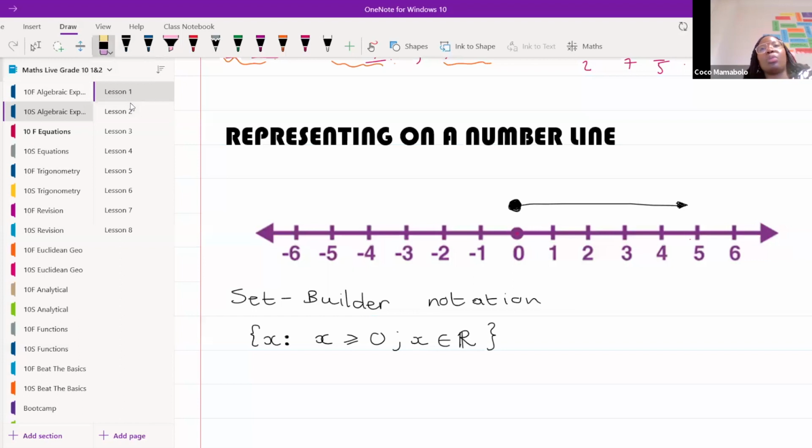I'm going to give you guys one to try yourselves. All right, here we're going to go. Squiggly brackets x, some numbers x, we don't know what those numbers are, such that x is greater than -5, but x is less than -1, and x needs to be an element of real numbers.